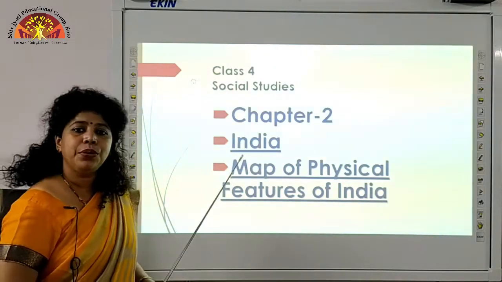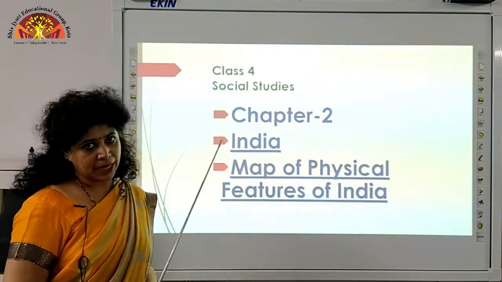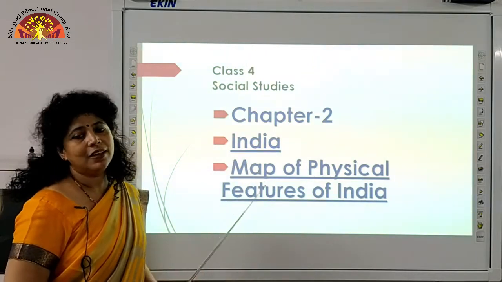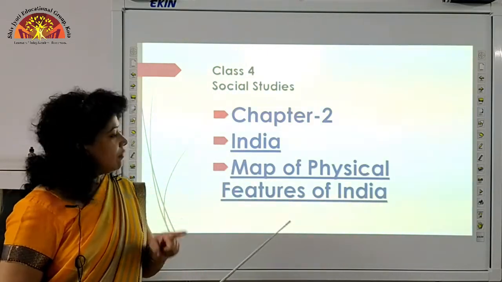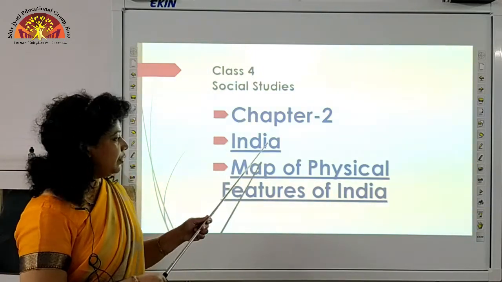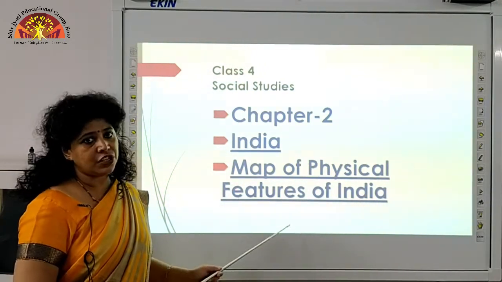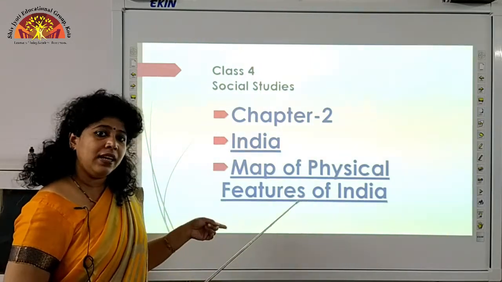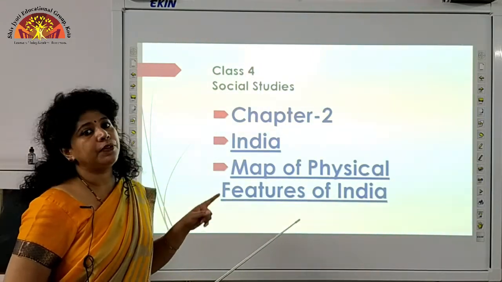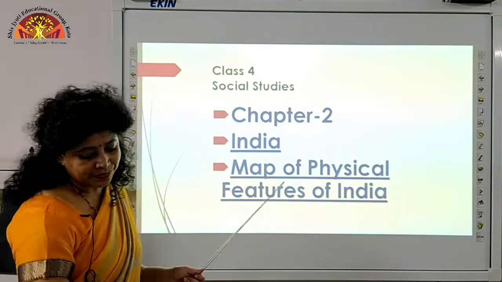Today we shall be doing only the map work of chapter 2, India. Okay? So in the midterm course you will have two maps. One is the map of chapter 2, that is the map of physical features of India, and the second map is of chapter 3, the physical map of the northern mountains.